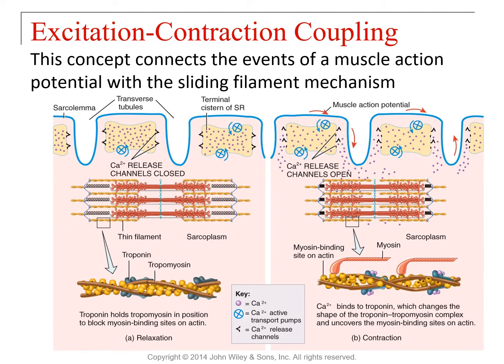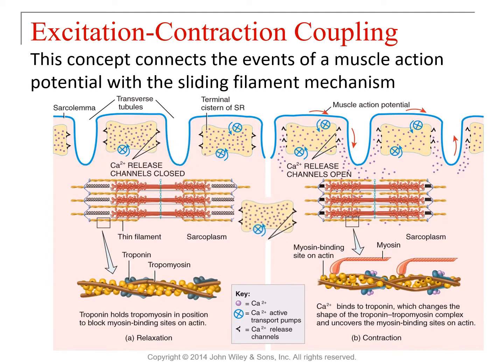The next thing that I want to do is talk about excitation-contraction coupling. Basically, the idea here is that a muscle action potential connects the excitation of the membrane, which means that there's an action potential moving along the membrane, with contraction. It connects excitation with contraction. So let's take a look at what's going on when the calcium release channels are closed.